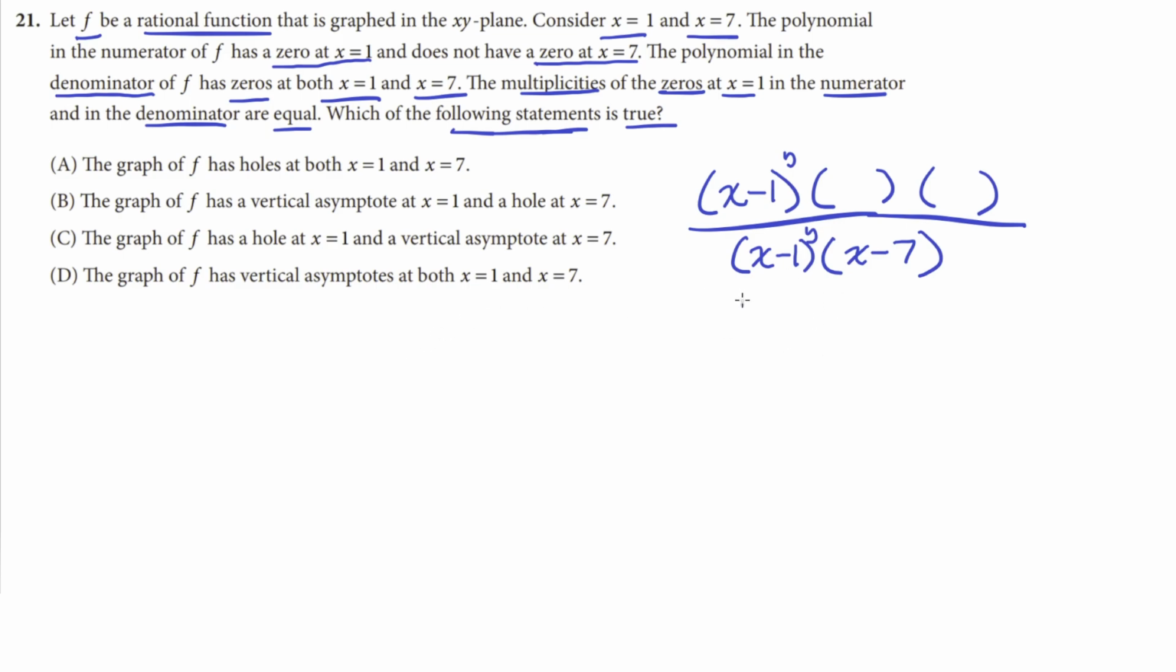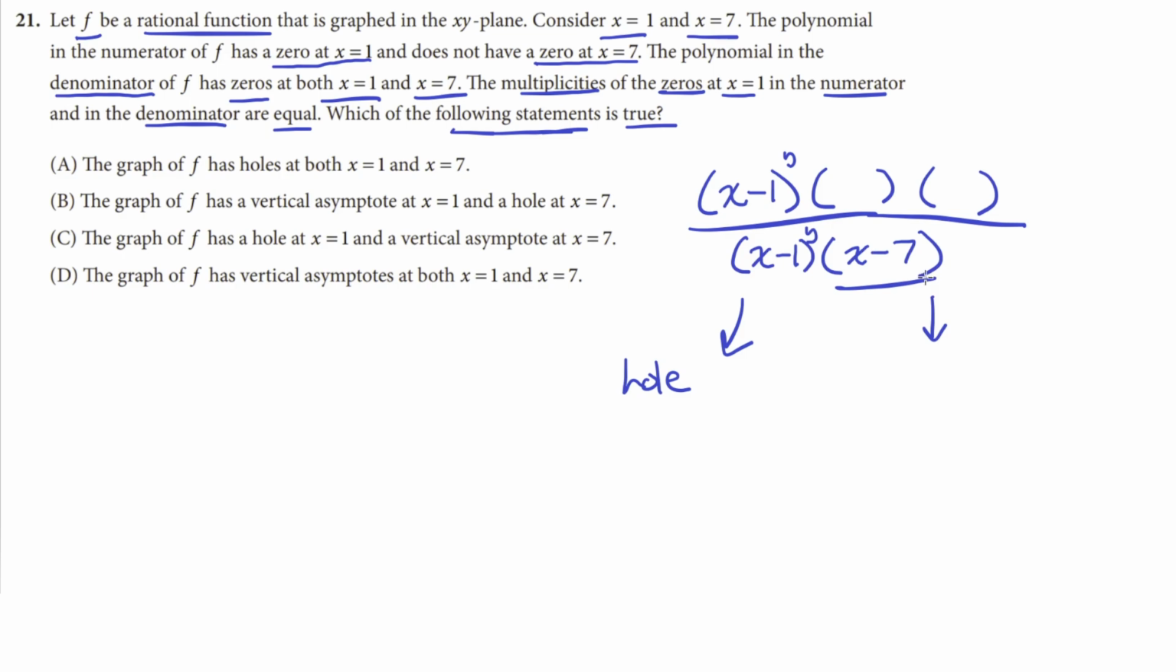So what could we draw from this information? Two things. First is that there is a hole in the graph. A hole in a graph occurs when some factor, a 0, is cancelled out in the numerator and the denominator. And the second thing we can tell is that there's an asymptote at x equals 7.